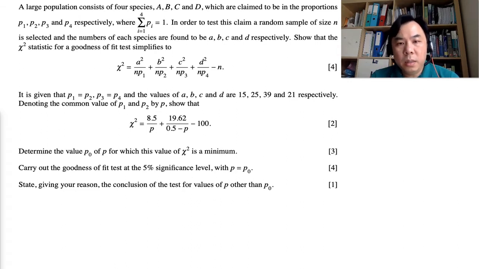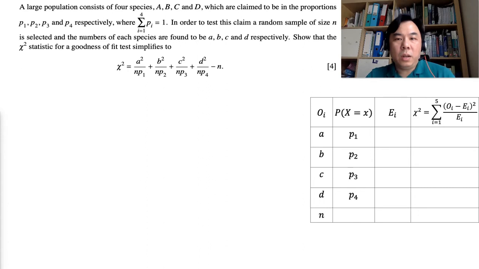Lastly, they want us to state, giving your reason, the conclusions of the test for values of P other than the P naught that we have already derived in the previous section. Very long, right? Now let's look at the first section here.